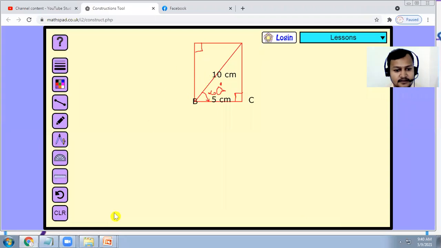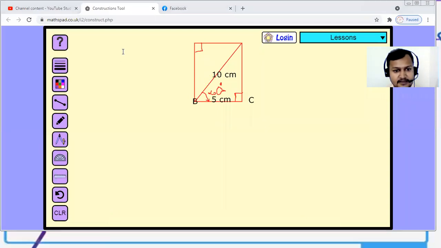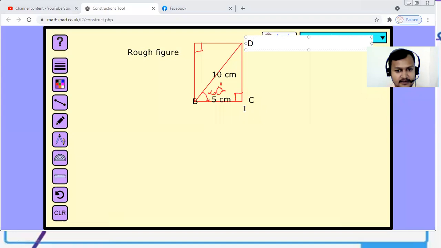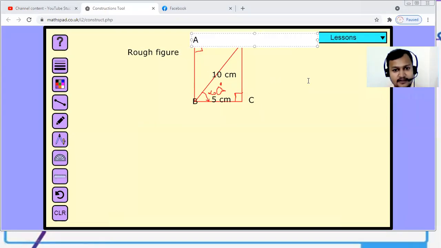This is our rough figure. Okay, by using this rough figure we are going to draw other parts of this rectangle, or we are going to construct this rectangle. Here it will be A. Now roughly our figure will be like this. A bit different, it may be a little different, otherwise it will be similar to it. Okay, let's start it here.